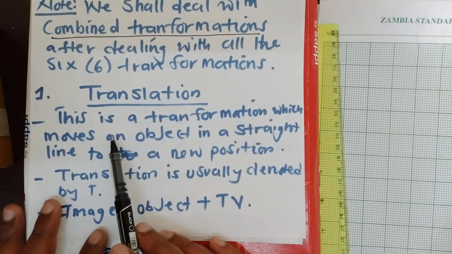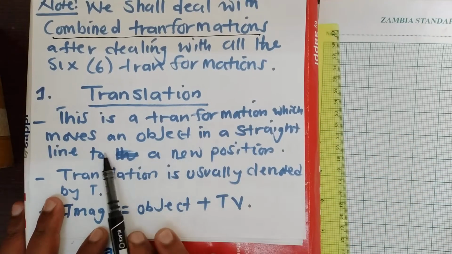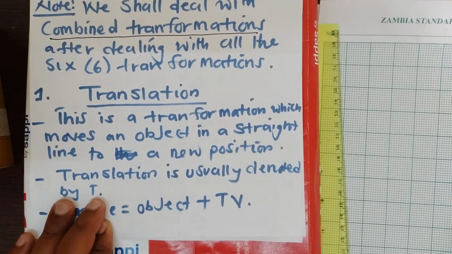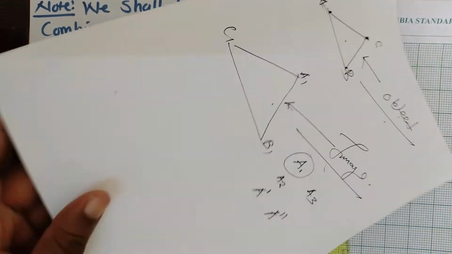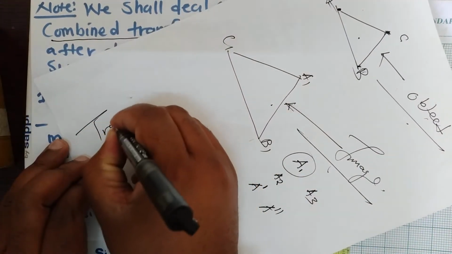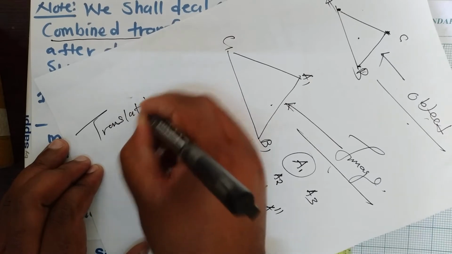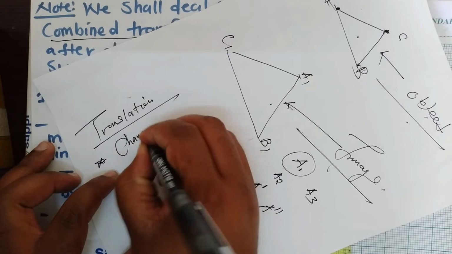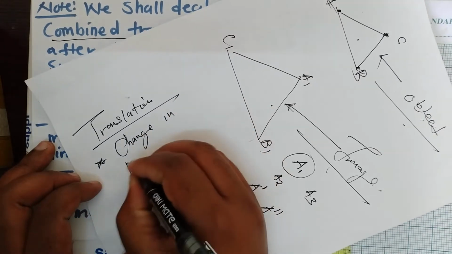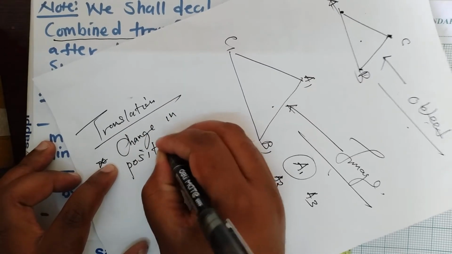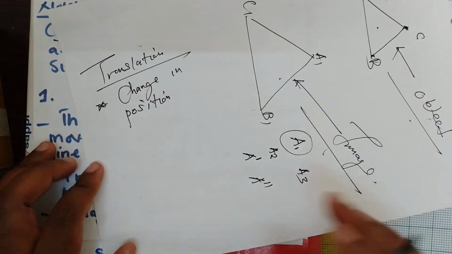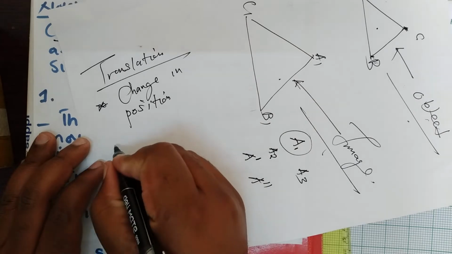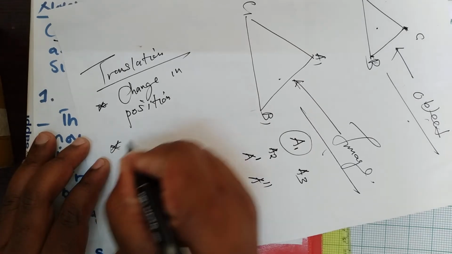So we are saying this is a transformation which moves an object in a straight line to a new position. So take note that when you're dealing with the translation, what is it that you need to know? There's change in position. This is very key. There is change in what? Position. The dimensions of the object remain the same.